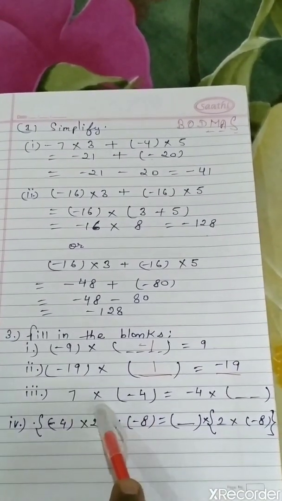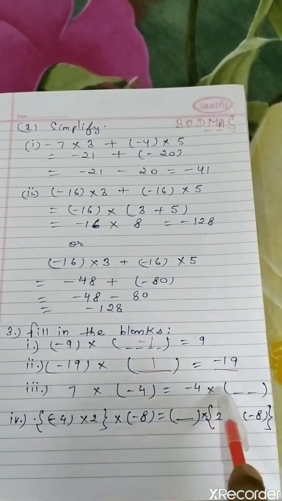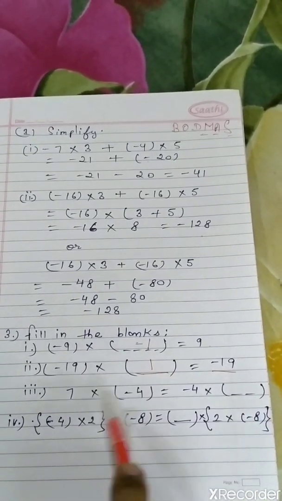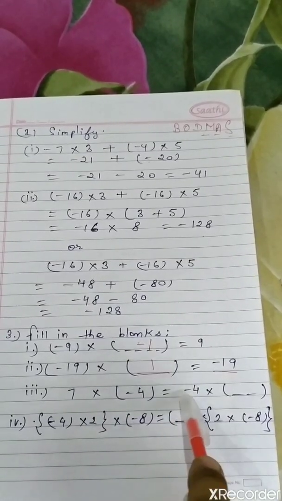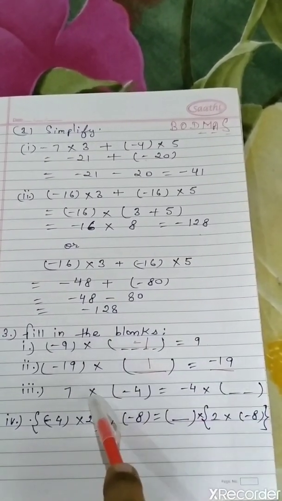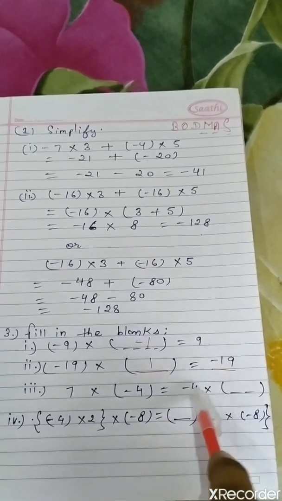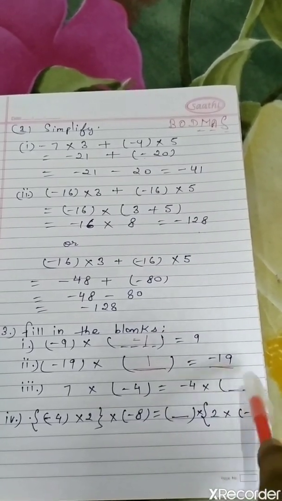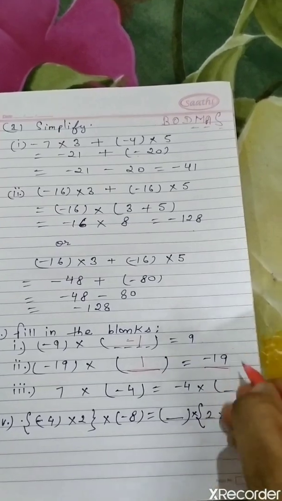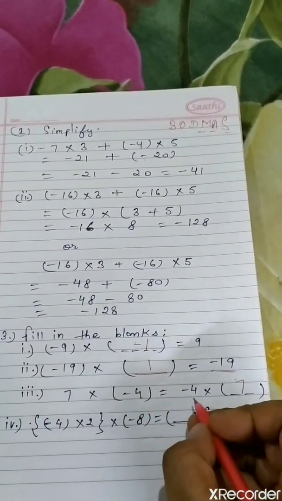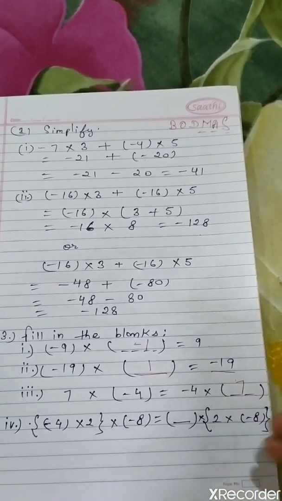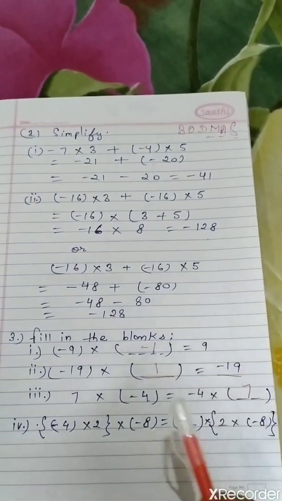Now this third number question is using the commutative property of multiplication. That means you can change the order of multiplication of integers, then also the product will be same. 7 into minus 4 is equal to minus 4 into 7, that is minus 28 only. So here will be also 7. That 7 into minus 4 is minus 28, and minus 4 into 7 is also minus 28.